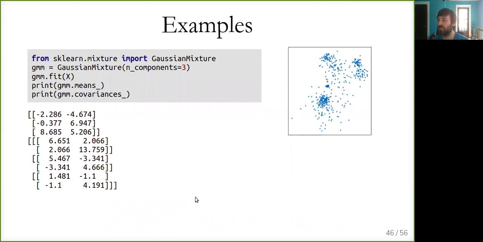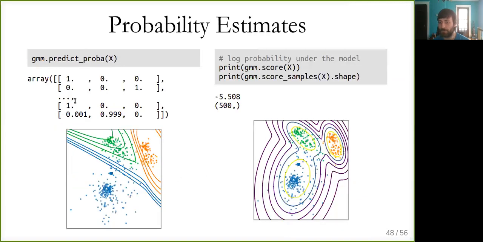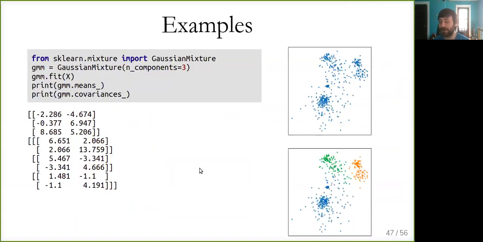So if you want to use this with scikit-learn, there's a Gaussian mixture class in the mixture module. You have to set the number of components. In this example, I set three components. You call fit on your data x, and you get the means and the covariance matrices. This is the 2D data set I'm using. You get three means and three covariance matrices. And if you call predict, predict will give you a hard assignment of the labels. It will tell you points here belong to component green, the points here belong to component orange, the points here belong to component blue.